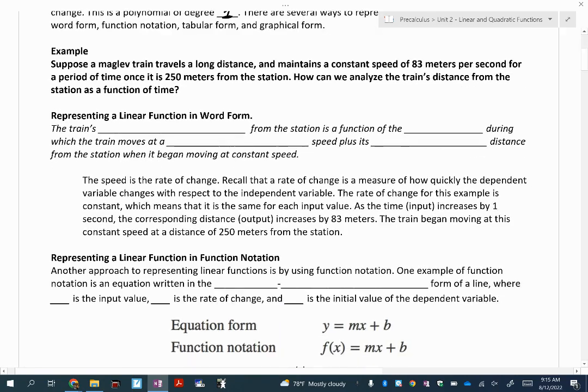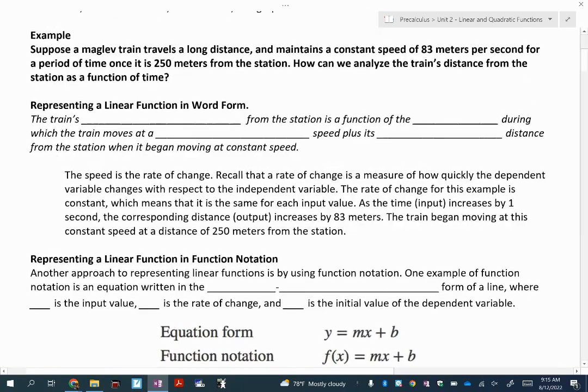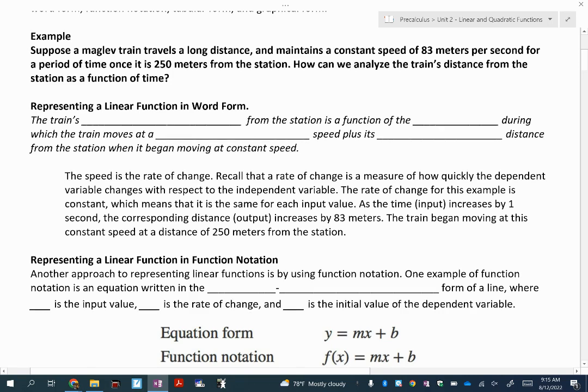So we have an example here of a train traveling a long distance and maintaining a constant speed of 83 meters per second for the period of time once it hits 250 meters from the train station. So it probably has to accelerate or go a little slower while it's closer to the train station, maybe a little more traffic on the tracks. But once it reaches a distance that's far enough away, it can then cruise at that 83 meters per second. I could use an example like driving on a road trip. If you have cruise control in your car, once you get to that place where you're out of the city and you're not having stop signs or stoplights, you can hit that cruise function and not worry about having to adjust your speed.